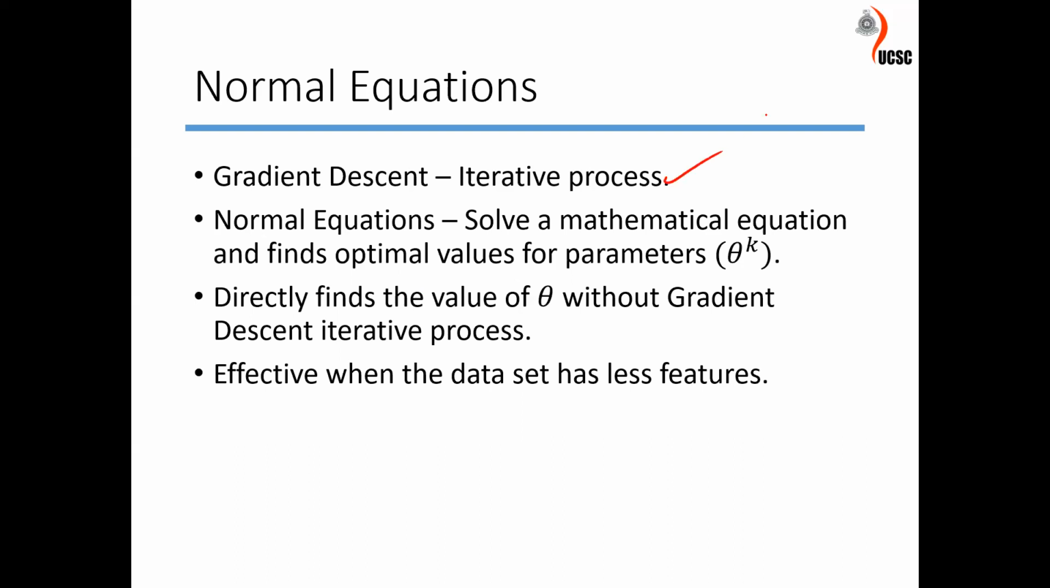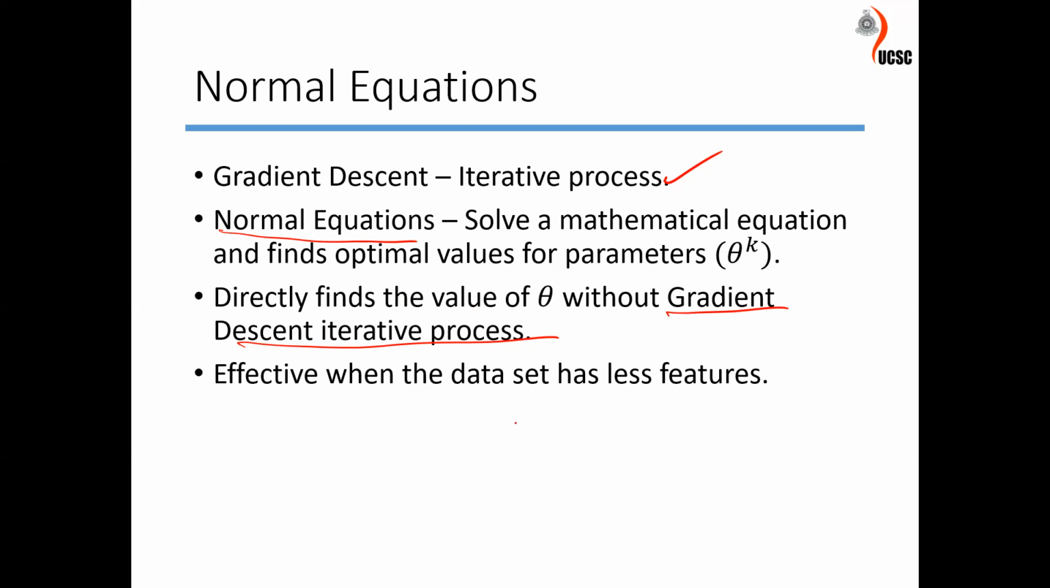Then there's another method called normal equations, right? That's a kind of straightforward thing. You have to simply derive the cost function, then find the values. So in here we don't need to come up with any gradient descent approach. You can simply derive your equation, right?